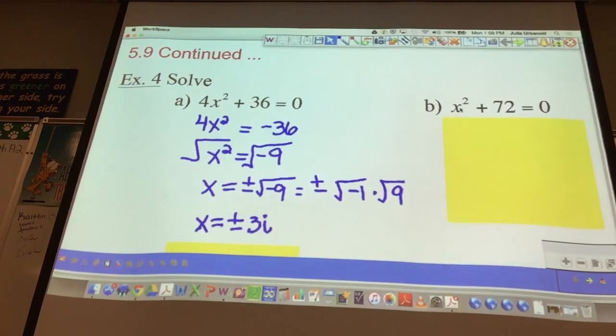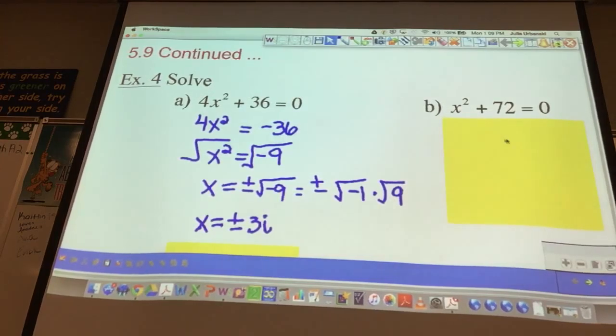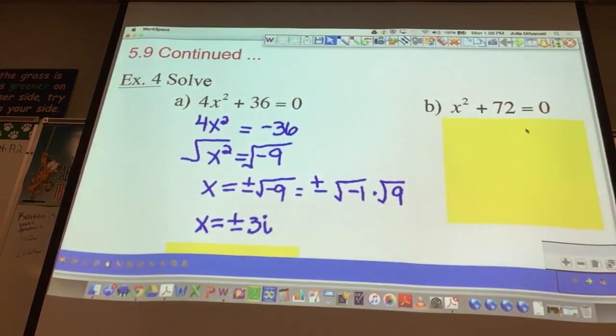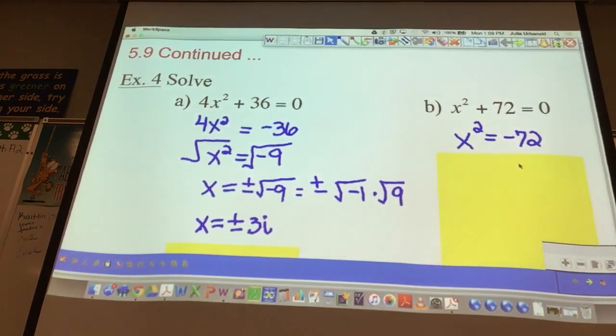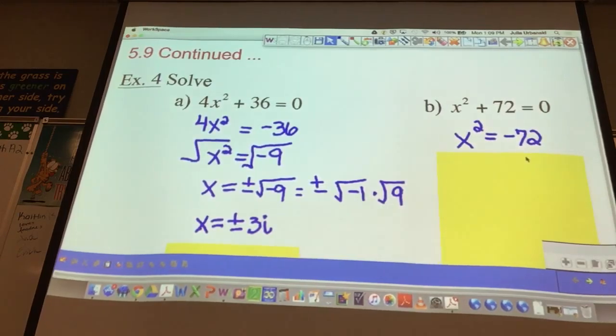Letter B. x squared plus 72 equals 0. We need to get x by itself. So subtract 72 from both sides. What do you get? Negative 72. Minus 72 and minus 72 on both sides.